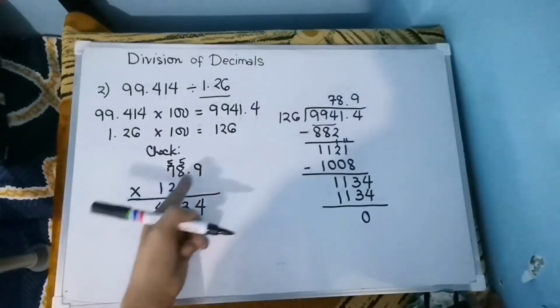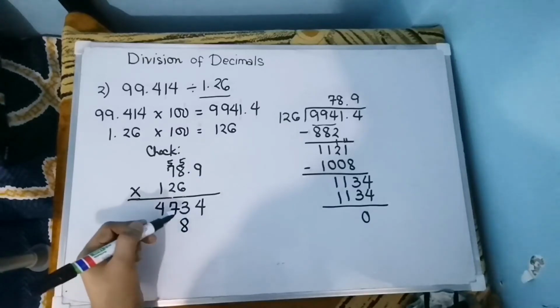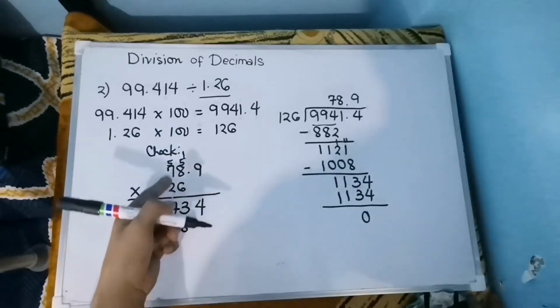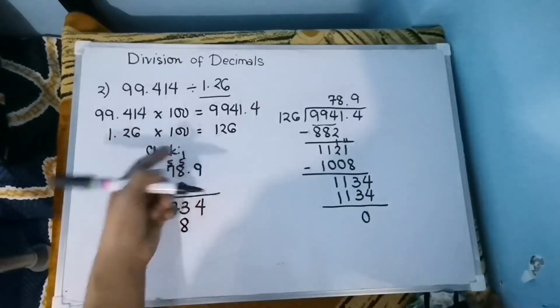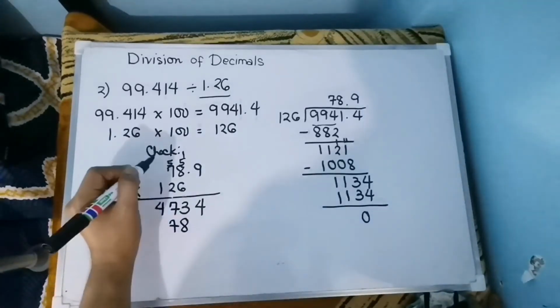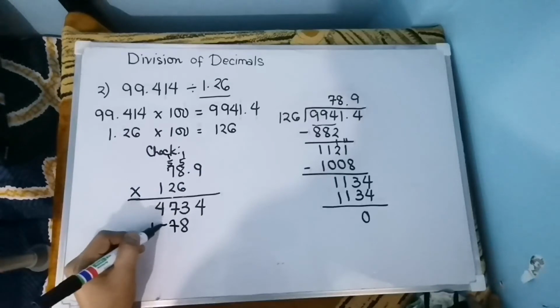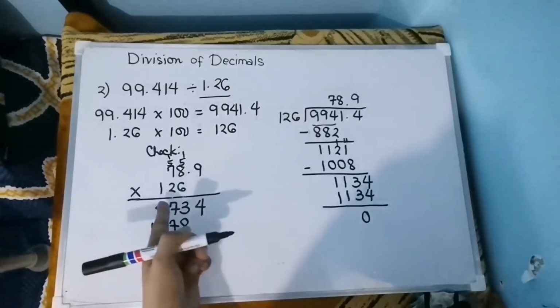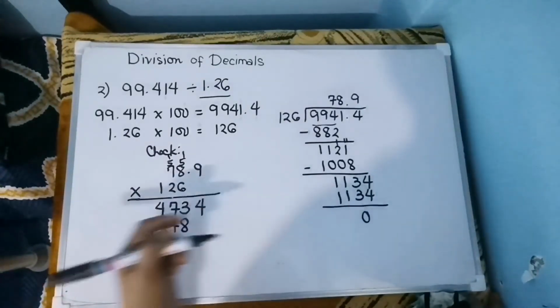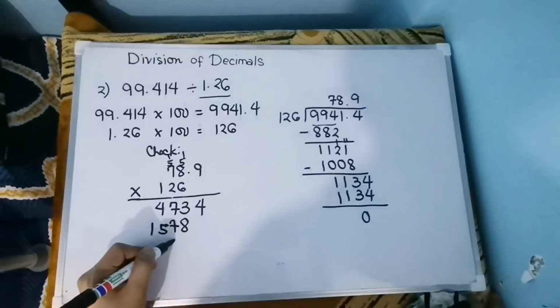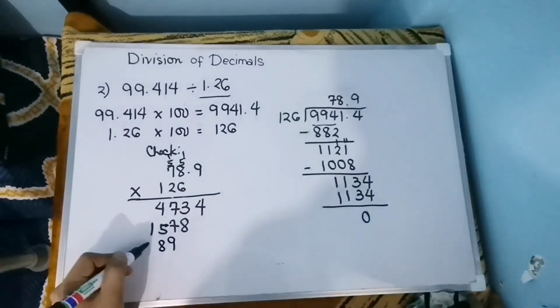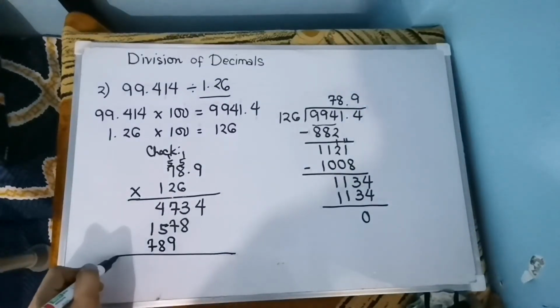And then next, 2 times 9 is 18. Carry 1. 2 times 8 is 16. Plus 1 is 17. Carry 1. Then 2 times 7 is 14. Plus 1 is 15. And then since 1 will be multiplied to 789, the result will be 9, 8, and 7. Then let's start adding.